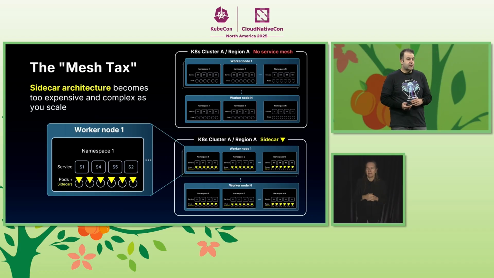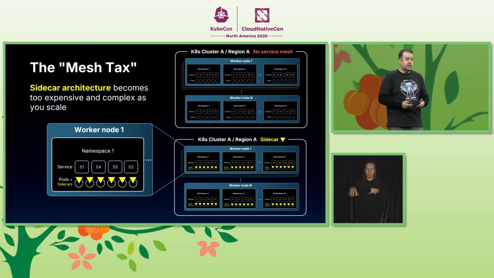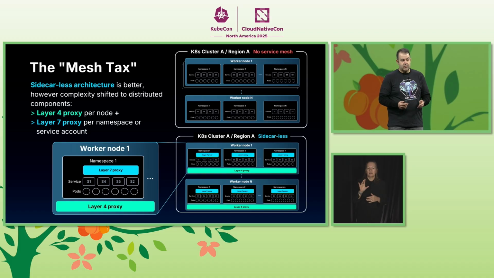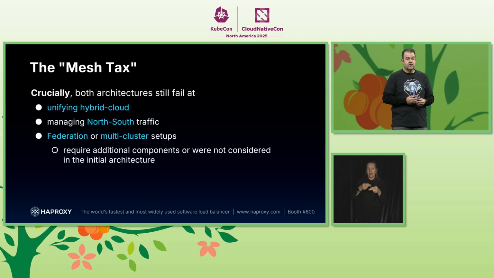Then comes the mesh tax. You have sidecar architectures, which is basically a sidecar injected per pod, that become too expensive and complex as you scale to hundreds and thousands of pods. Then you have the sidecarless architecture, which is better. However, complexity is distributed to different components: a layer 4 proxy per node, and layer 7 proxies per namespace or service account. Crucially, both architectures still fail at unifying hybrid cloud, managing north-south traffic, and federated or multi-cluster setups.